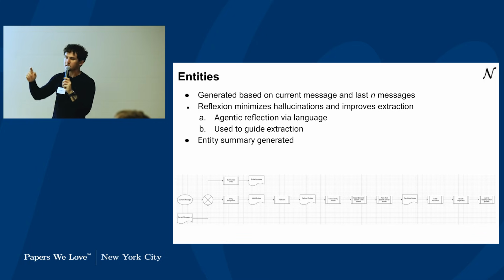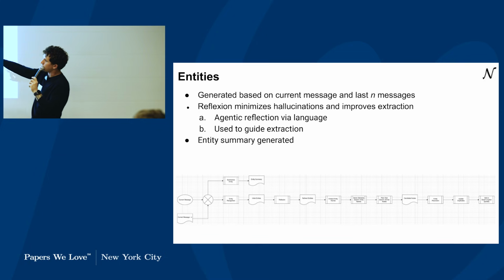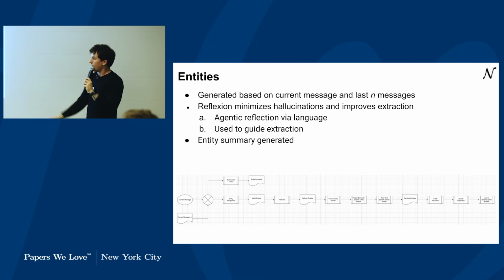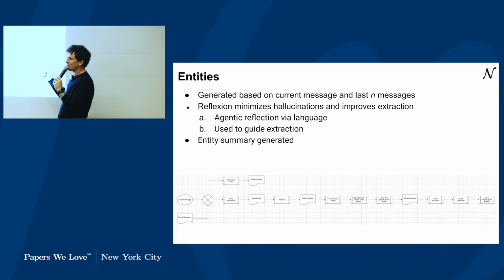And really all that is an agent reflecting on what it's doing via language, and that's used to guide the extraction process. And when we do the extraction, an entity summary is generated. I did do a flowchart of exactly what happens when you generate an entity or a set of entities. This is the most complicated part of Zep. We could walk through it if you really wanted to. I don't think we need to.